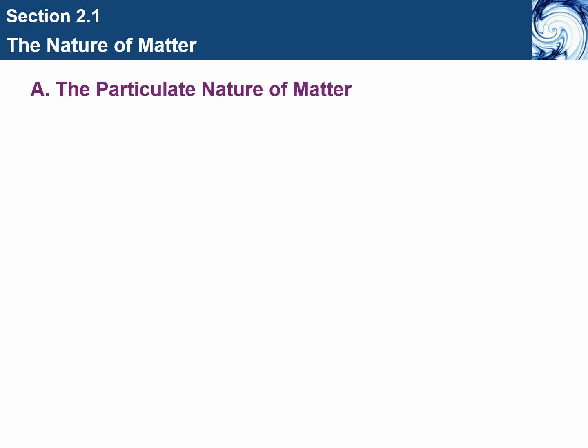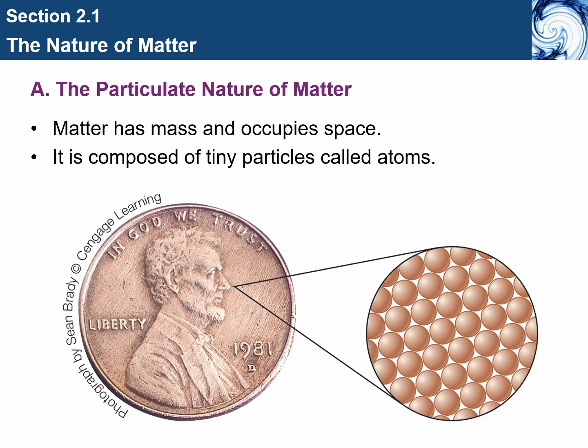The particulate nature of matter. If you know what the word particulate means, that'll help. Matter has mass and occupies space. In other words, matter has an amount that can be measured and it takes up room. Matter is also composed of tiny particles called atoms.